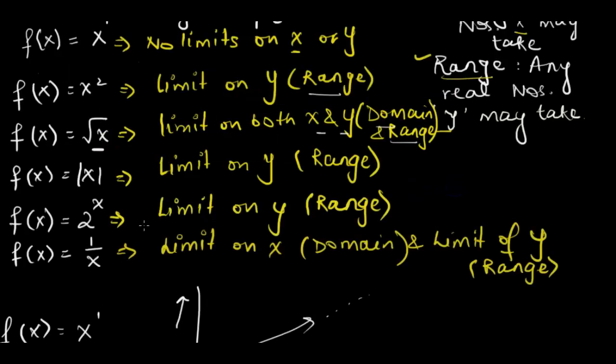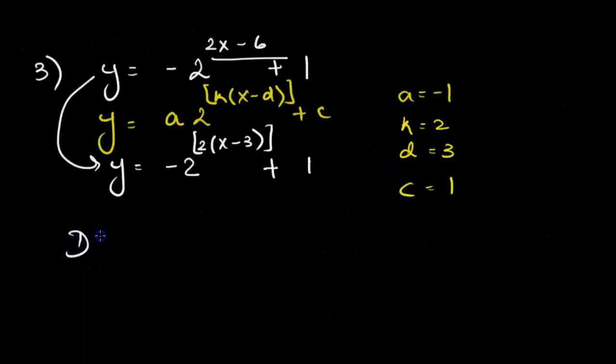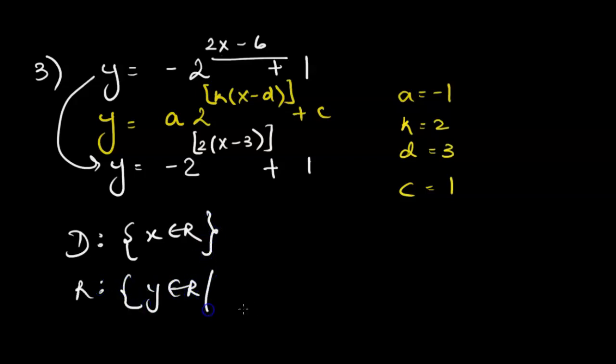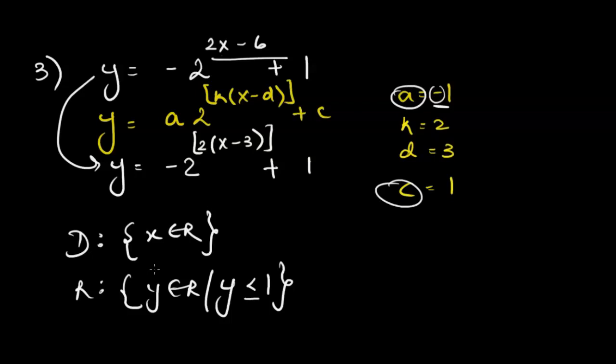We check here that in exponential functions there is just a limit on range. Therefore, domain would be equal to x ∈ R, no limit, we close the bracket, and range will be equal to y ∈ R. There is a limit, so we write down the limits using a and c. Y is going to be less than or equal to, because this is a negative sign, c value 1. And you notice here that knowing transformations and the mapping formula makes our life really easy in order to write down domain and range.